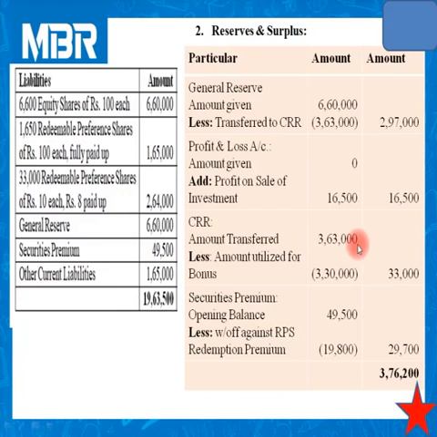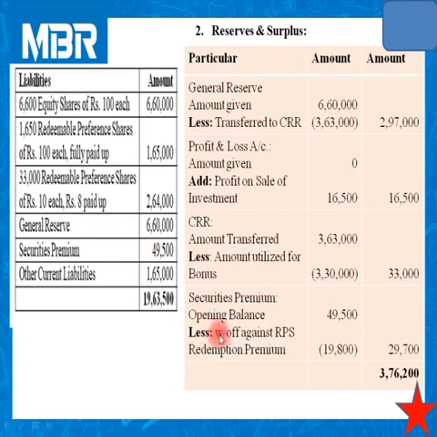Capital redemption reserve account created out of general reserve, 3,63,000. But out of these 3,63,000, the company has utilized rupees 3,30,000 for the purpose of bonus issue. For your reference, you can check step number 6, issue of bonus shares. 3,63,000 minus 3,30,000. So balance available to us in CRR account is rupees 33,000.